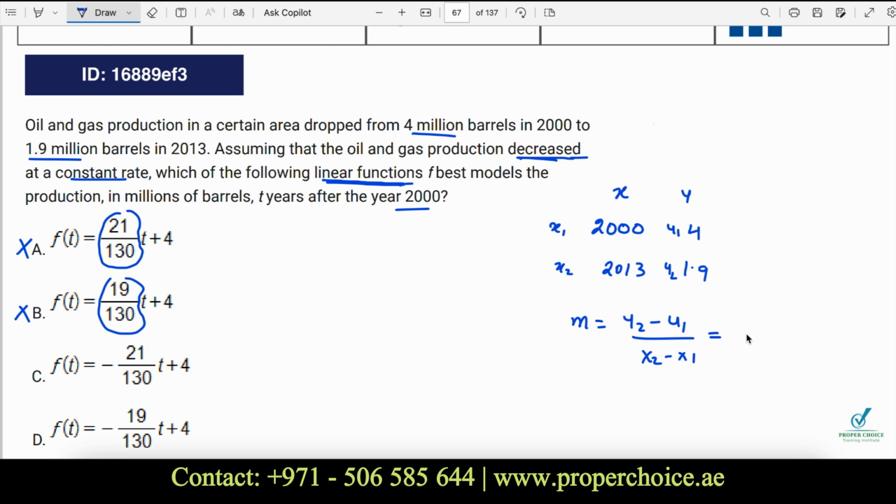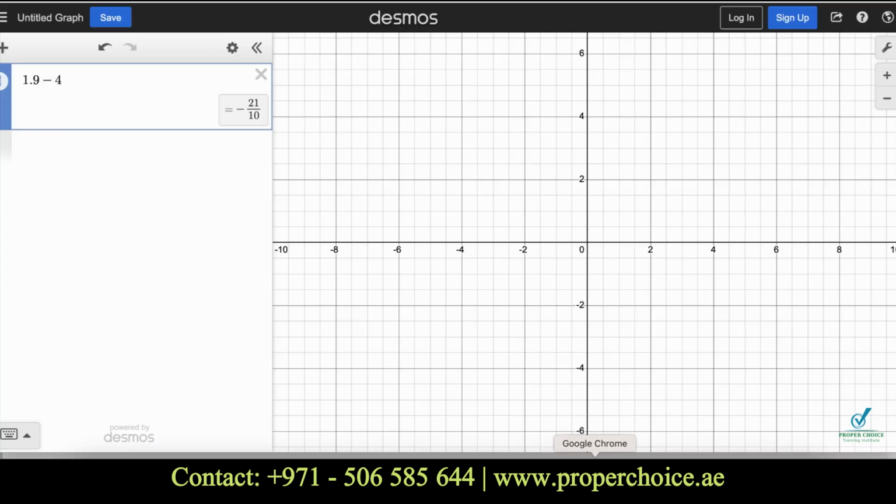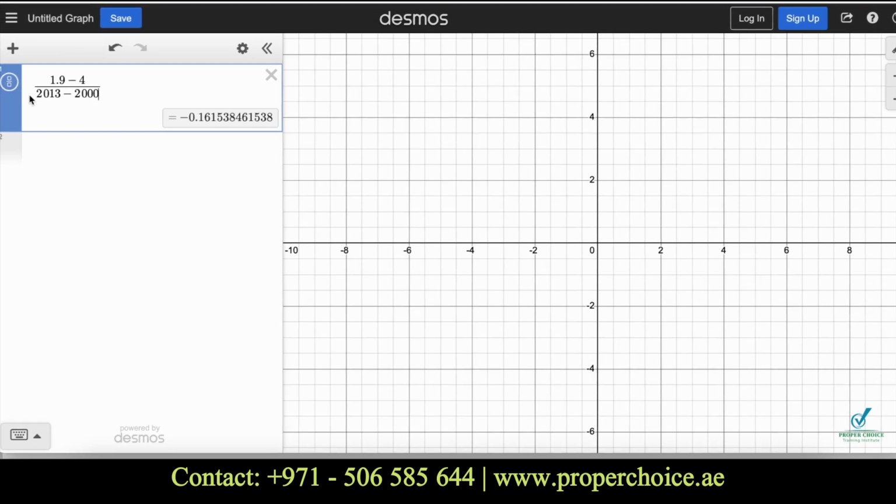Substitute their values. y2 is 1.9 minus y1, which is 4, divided by x2, which is 2013, minus 2000. If you put it in the calculator, you'll get the slope. Just use Desmos: 1.9 minus 4 divided by 2013 minus 2000. We are getting something like minus 0.161. Convert into a fraction just by clicking on this. You can also convert it into a fraction, that is minus 21 by 130.